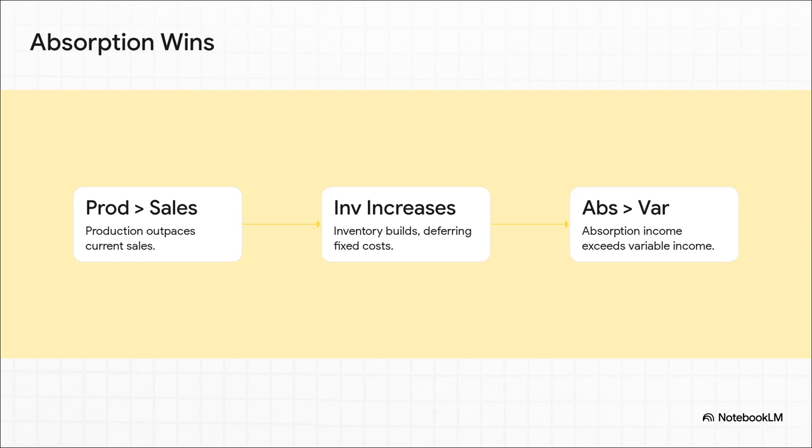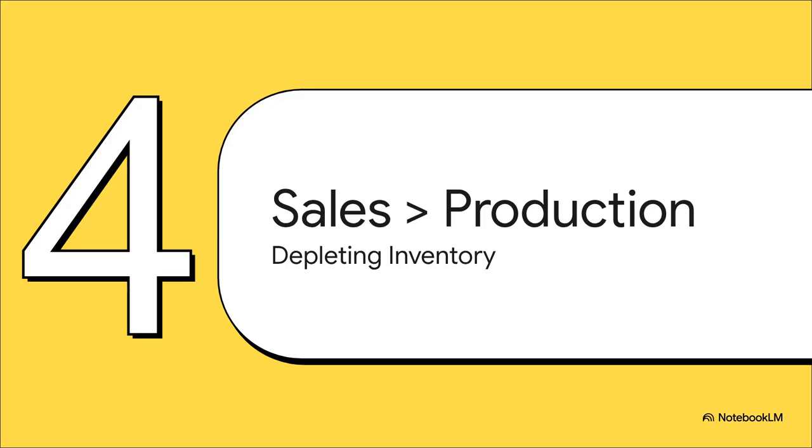Because absorption costing is hiding some of those fixed costs in inventory, its total expenses for the period are lower, and lower expenses mean a higher profit. Therefore, whenever inventory increases, absorption income is greater than variable income, always. Moving on to part 4.